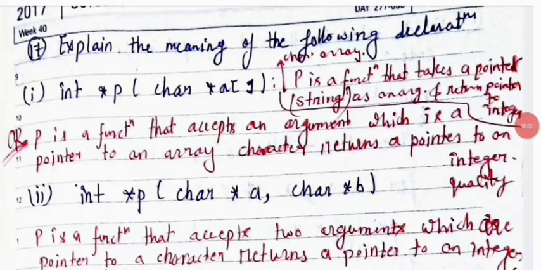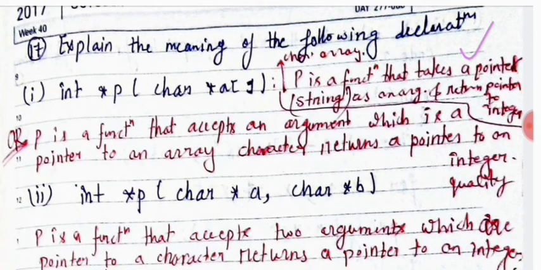Now come to the next question. Explain the meaning of the following declaration. So here the first declaration is int *p(char *a[]), an int pointer p in parentheses with a character pointer array a. Now what is the meaning of this declaration? Its meaning is that p is a function that takes a pointer to a character array as an argument and returns a pointer to an integer.